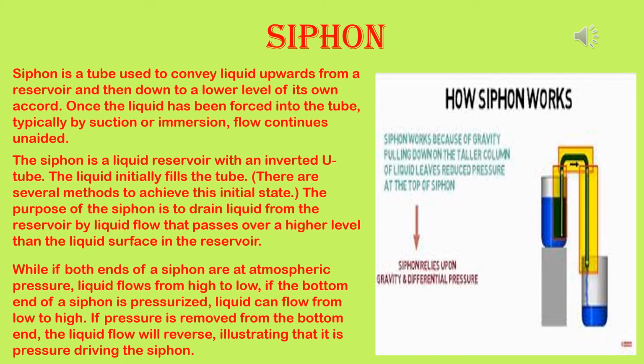The purpose of the siphon is to drain liquid from the reservoir by liquid flow that passes over a higher level than the liquid surface in the reservoir. While if both ends of a siphon are at atmospheric pressure, liquid flows from high to low. If the bottom end of a siphon is pressurized, liquid can flow from low to high. If pressure is removed from the bottom end, the liquid flow will reverse, illustrating that it is pressure driving the siphon. See the diagram of how a siphon works.